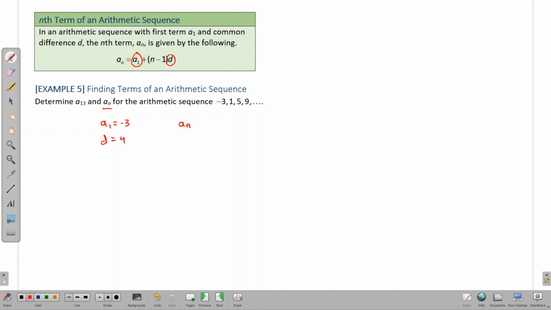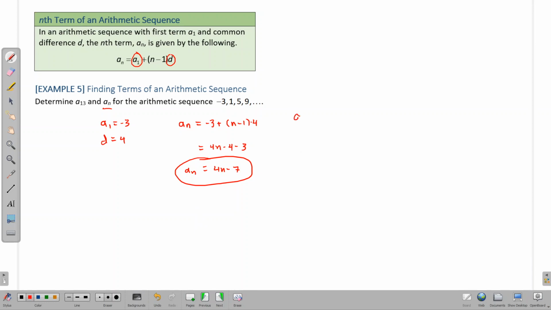So that means A sub n is equal to A1, which is negative 3, just putting that in here, plus n minus 1. You leave the n in. It's just like having x in an equation. We're going to leave it in there for now, and then put in the D. So times 4 there. If we clean that up, if we distribute, we're going to end up with 4n minus 4 minus 3, which simplifies down to 4n minus 7. This is the explicit formula that generates that sequence.